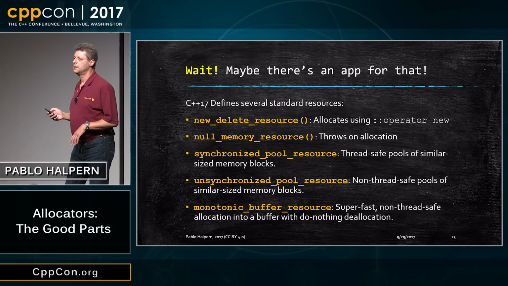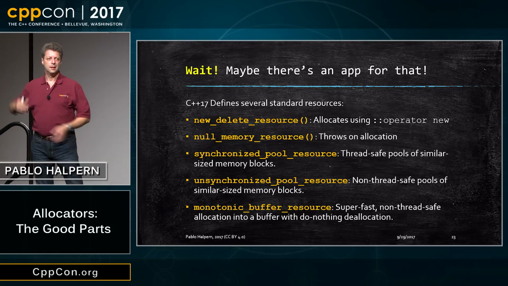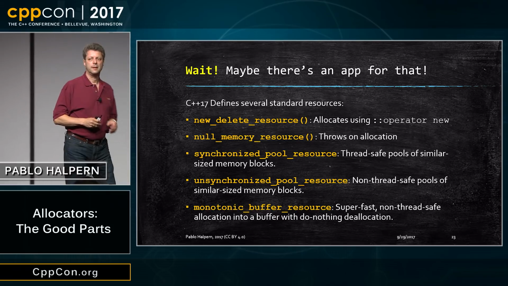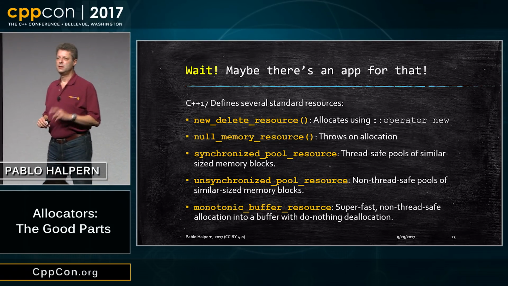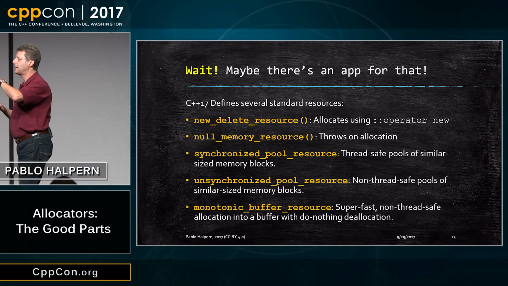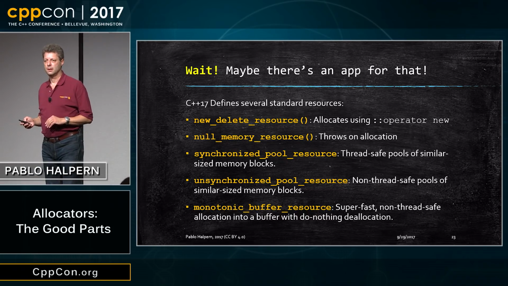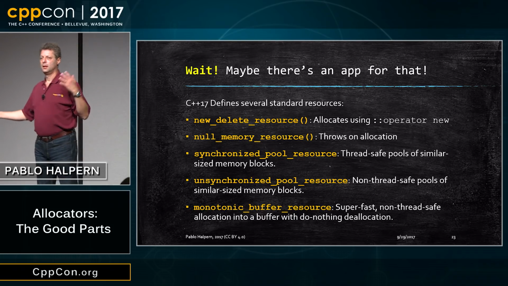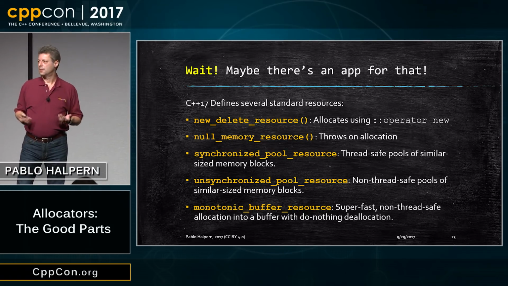The synchronized pool resource. This allocates objects of similar size together into pools of fixed sized objects. It gives you good locality, and for most containers, you end up using just one or two pool sizes. So it's very efficient. It packs. There's very little fragmentation in memory when you use a pool. It's synchronized because it's thread safe. Two containers using the same resource will not stomp on each other.